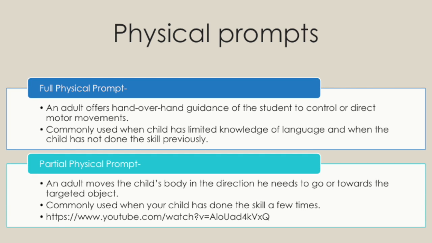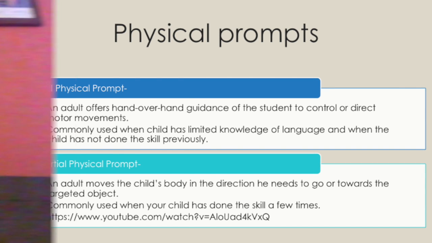That would be a full physical prompt. Okay, now we have partial physical prompts. This is when an adult moves the child's body in a direction he needs to go or towards a targeted object. So if you go back to "go clean up your car," a partial physical prompt might be used when this kiddo has done this before a couple of times randomly, so I know he can do it. So I might use a partial physical prompt.